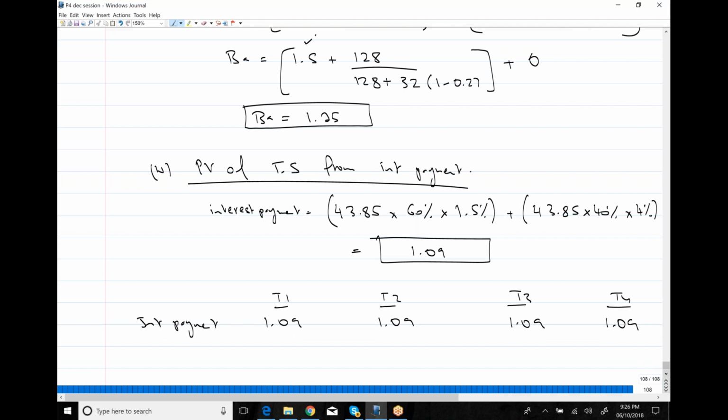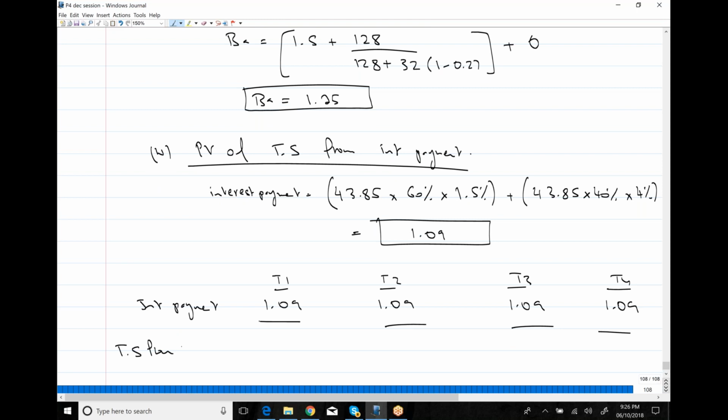Now next I will compute tax savings from interest payment, because I don't need the interest payment, I need the tax savings from interest payment. On this interest, how much tax will you save? I'm paying 20% tax, so I will save 20% tax. So just take 20% of 1.09.